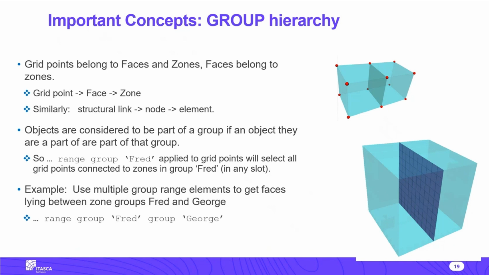And the same thing is true for grid points. So if I'm doing something to a grid point and it doesn't have a group name, it's going to check the host face, and then it's going to check the host zone and see if that group name exists. So you don't necessarily have to apply group names to all the faces and all the grid points. If you apply them to the zones, and then you try to act on the faces or the grid points, it will sort of go up the tree and look to see if there's an associated group. This is kind of an advanced concept, but it will be useful in the future.